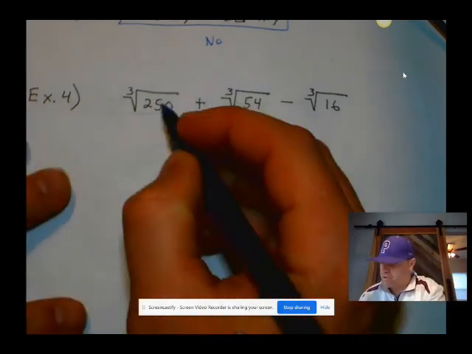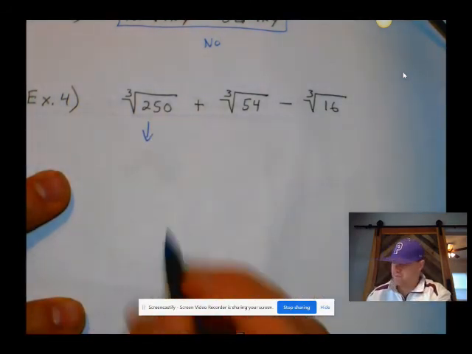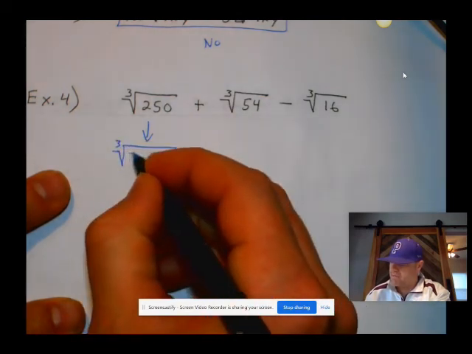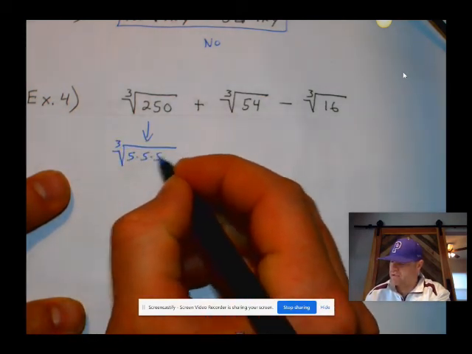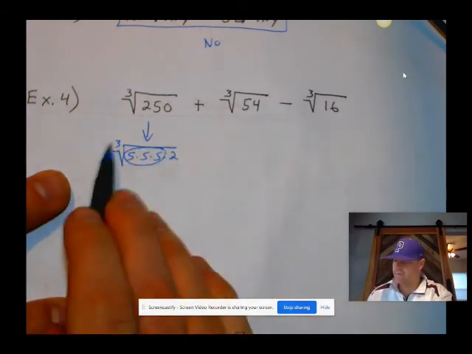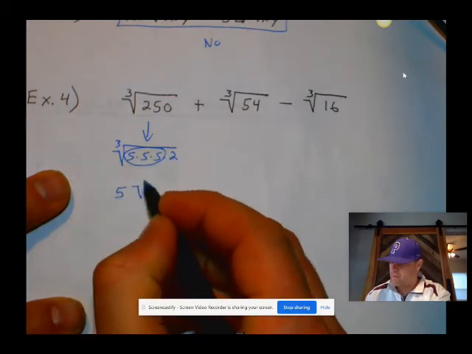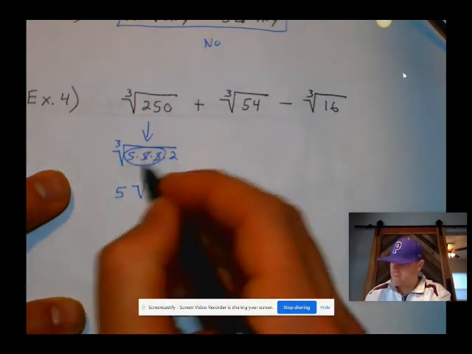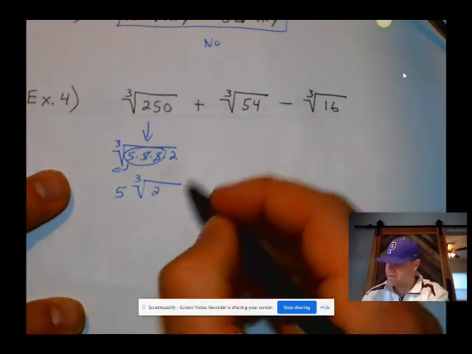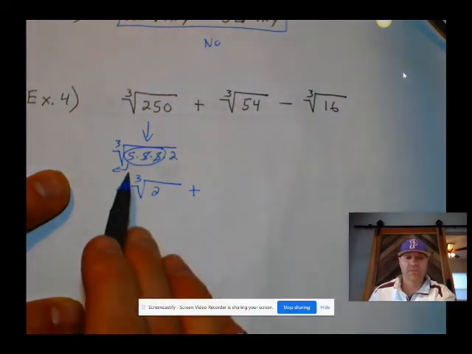Okay, here's what we should have got. This, as a simplified version, should have been the cube root of 5 times 5 times 5 times 2, which means here's my chunk of 3 because I'm looking for 3s. Okay, 1 gets out. All the other ones are gone, so that one gets out, and I'm left with a 2. So that simplifies to 5 cube root of 2.